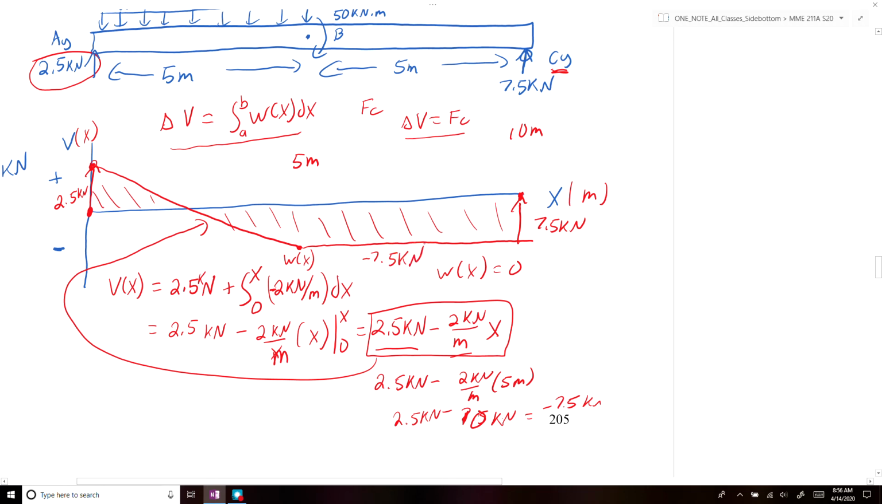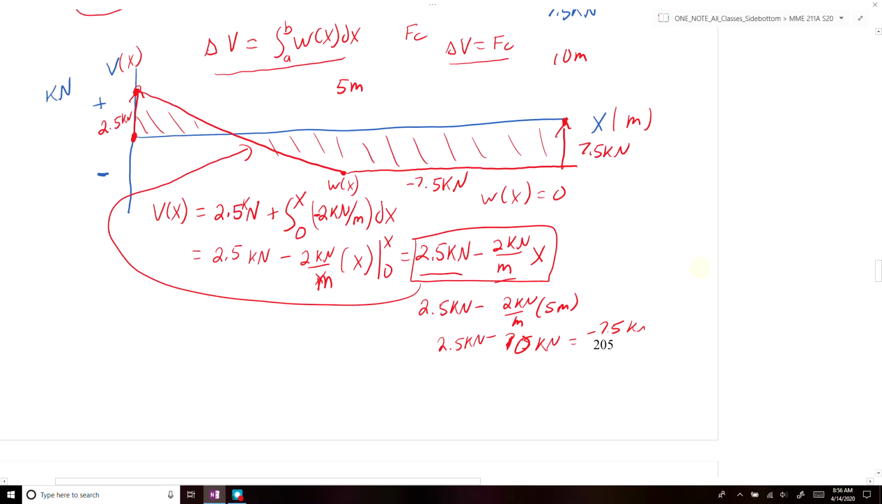Alright, so that's how we could draw our shear diagram based off of this equation. From 0 meters to 5 meters, we have an equation of a line that starts at 2.5 kilonewtons and ends at minus 7.5 kilonewtons. And then from 5 meters to 10 meters, we just have a constant minus 7.5 kilonewtons. Once we have our shear diagram, we can then integrate it to find our moment diagram.